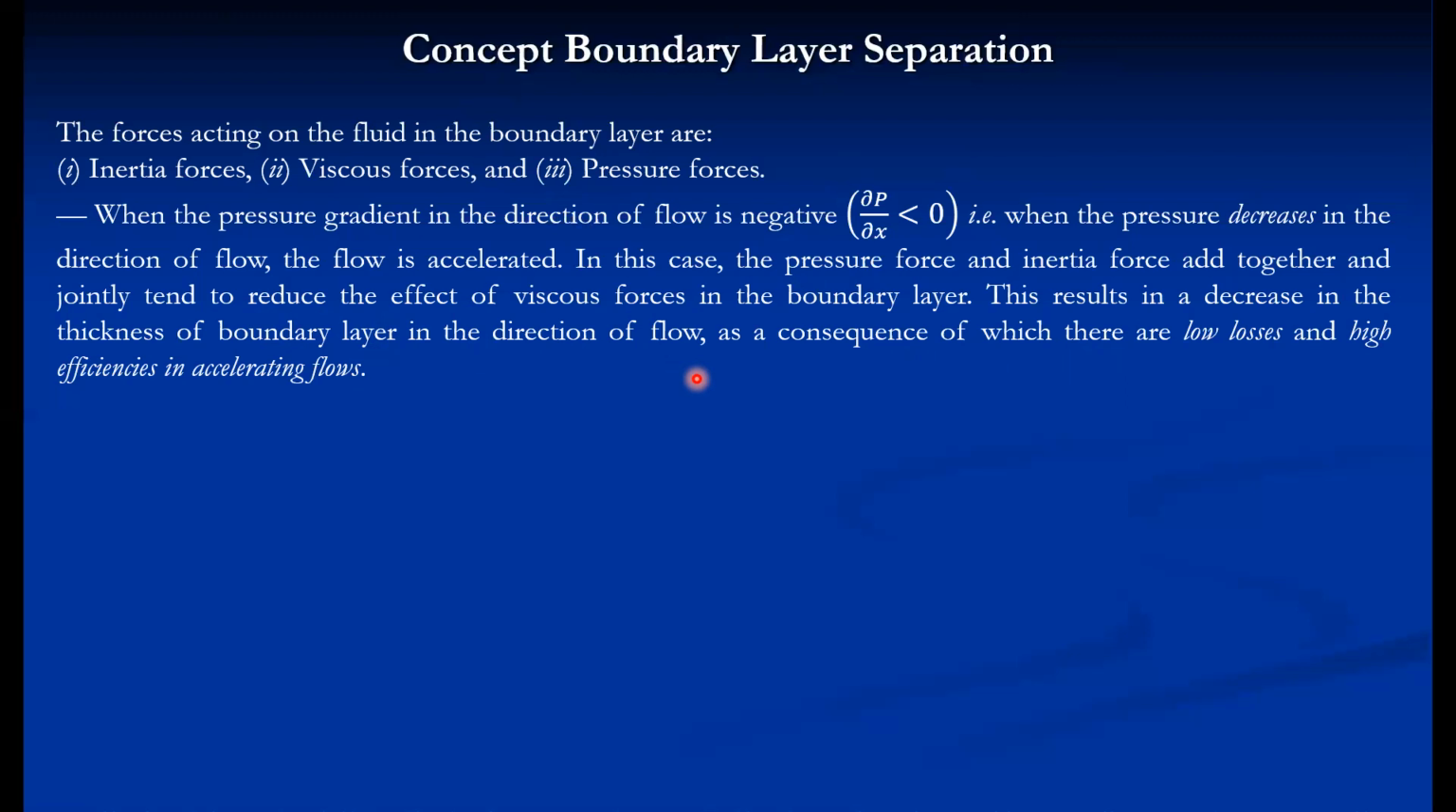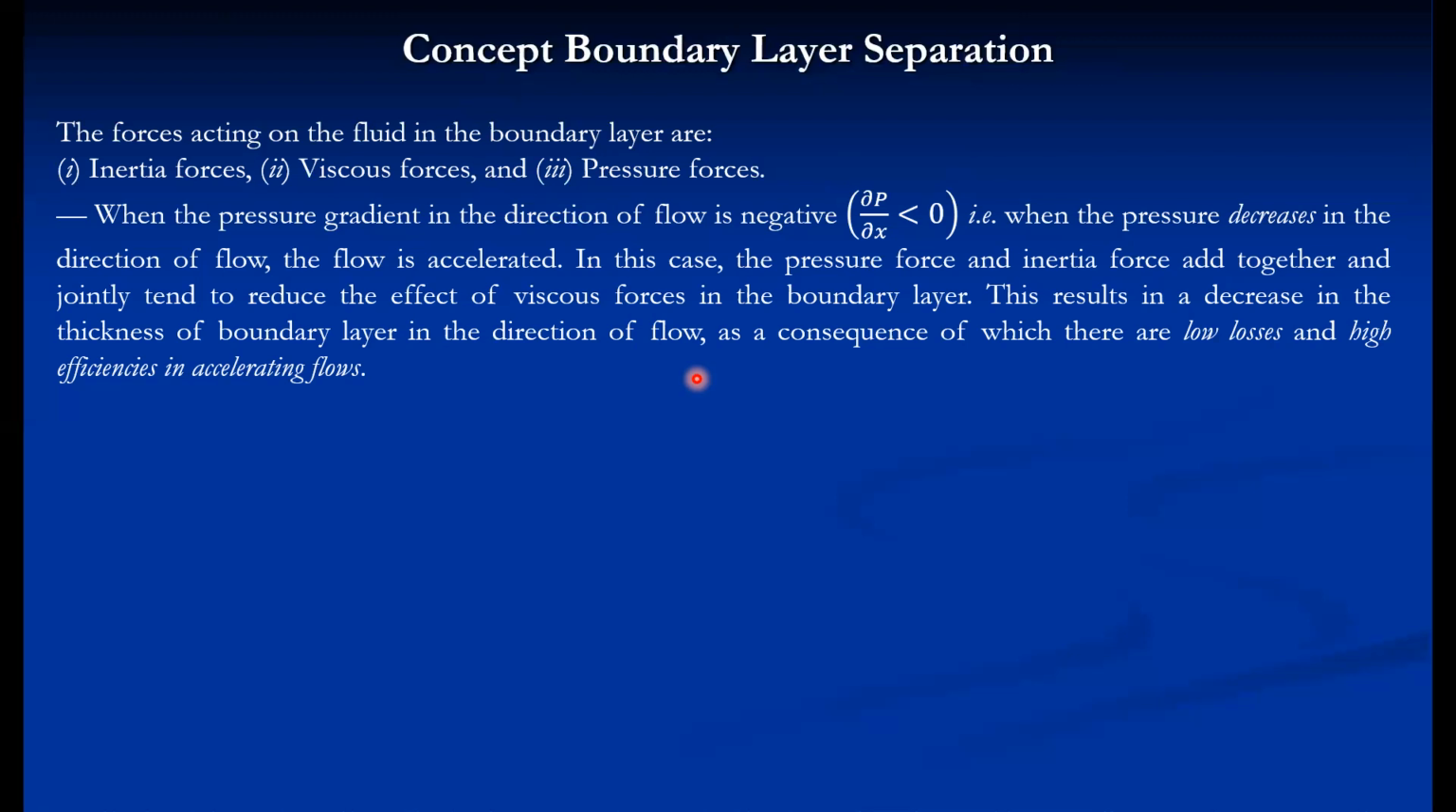So two forces are dominant along the direction of flow, which means they are not resisting the flow, because the only resisting force is the viscous force, and they are dominant over the viscous force. The fluid accelerates, and consequently the viscous thickness, or the boundary layer thickness, is reduced.